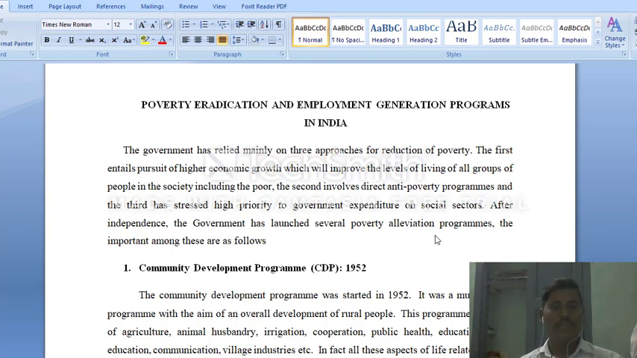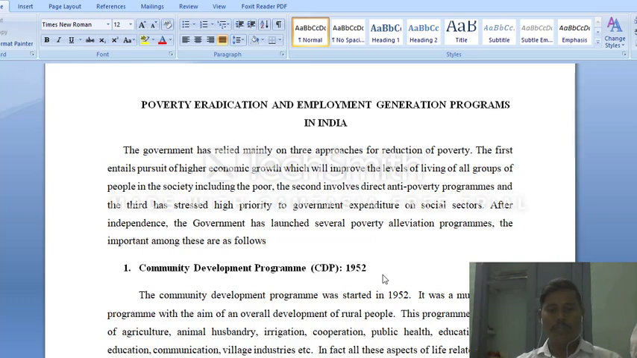The government has relied mainly on three approaches for the reduction of poverty. The first entails pursuit of higher economic growth, which will improve the level of living of all the groups of people in the society, including the poor. The second involves direct anti-poverty programs, and the third has stressed high priority to government expenditure on the social sector. After independence, the government has launched several poverty alleviation programs. So here we would like to have a discussion on some of the important poverty eradication and employment generation programs.